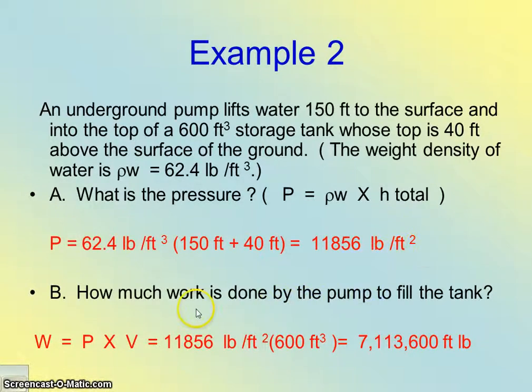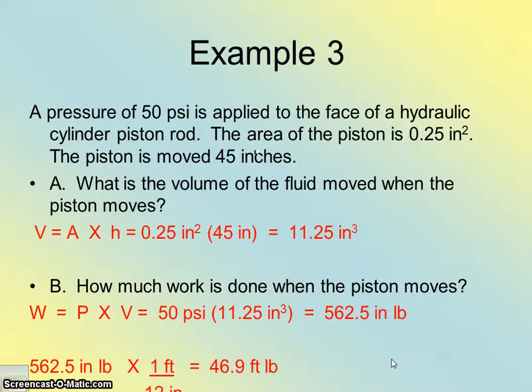Now you can find the work. P times V, so you're going to take the pressure you found in part A, right here, and they gave you 600 cubic feet. That was your volume. You multiply those together, and you get 7,113,600 foot-pounds. All right, so that makes sense. Okay, and example number 3.